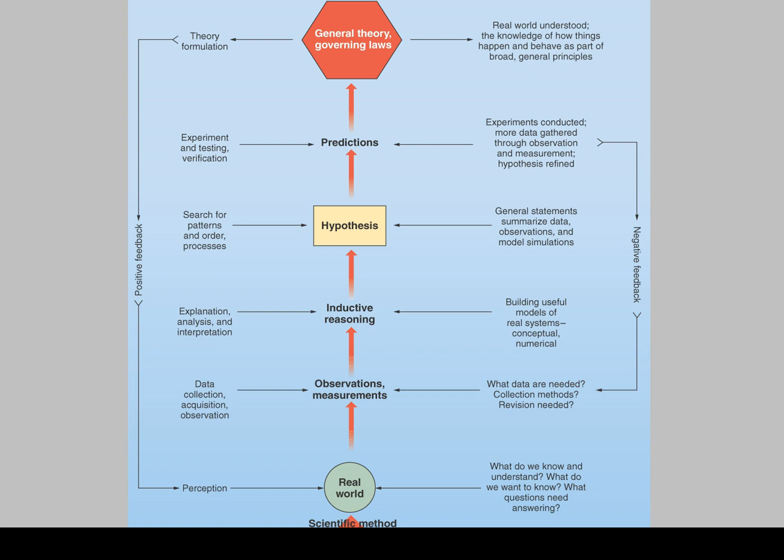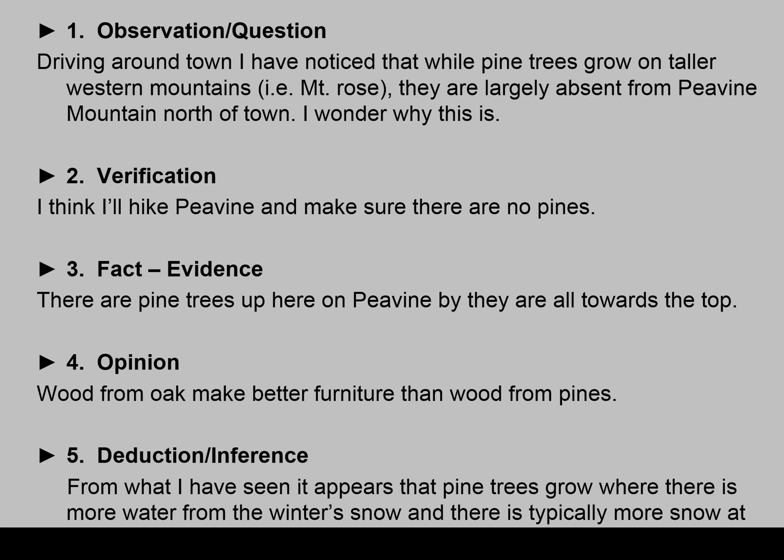Then, once the process is completed, we can go to the general theory of governing laws. A scientific idea is put through this scientific method over and over again. When it produces the same results over and over again, we can have a general theory: the real world understood, the knowledge of how things happen and behave as part of a broad general principle. And here a theory formulation is born.